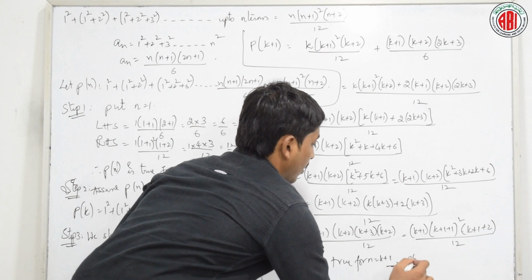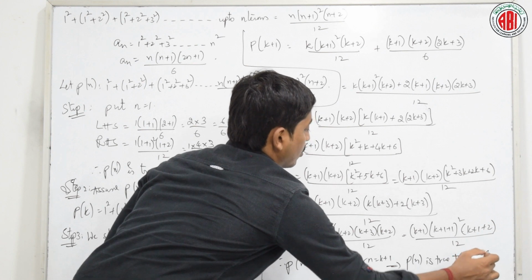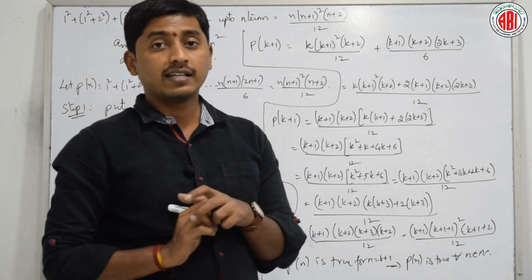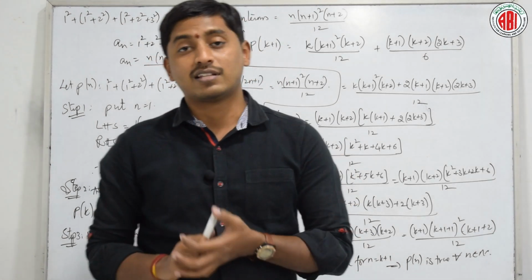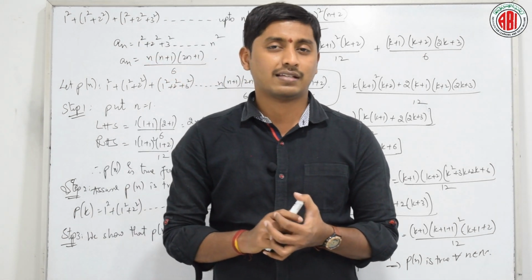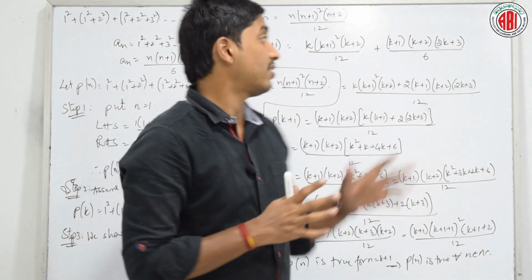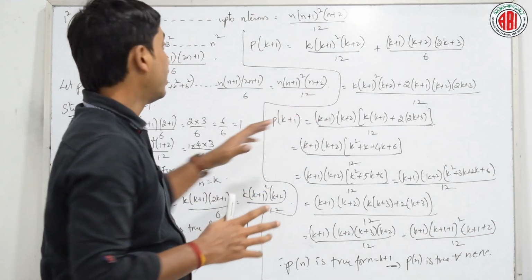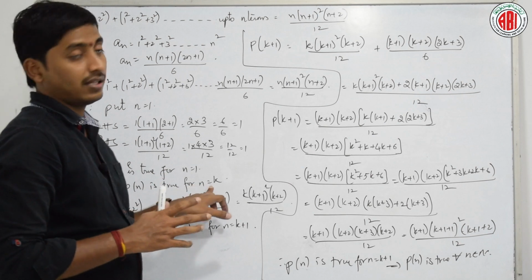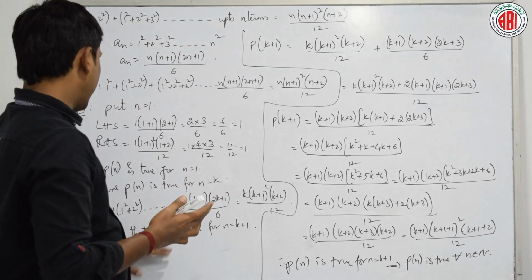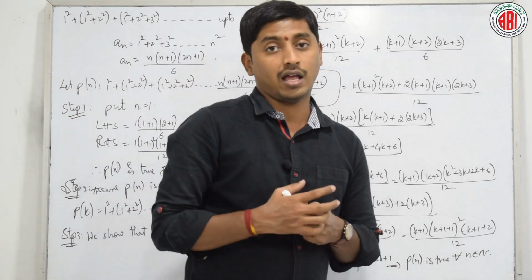From this, P of n is true for all n belongs to N. Is it right? Is it clear? Fine. By this problem, we have ended the chapter Mathematical Induction. Is it clear? What did we do in this chapter? The only thing we have to remember is these 3 steps. Right? The first step is substituting n equal to 1. Second step is assumption that P of n is true for n equal to k. And the third step, that is we have to prove that P of n is true for n equal to k plus 1. Is it right?